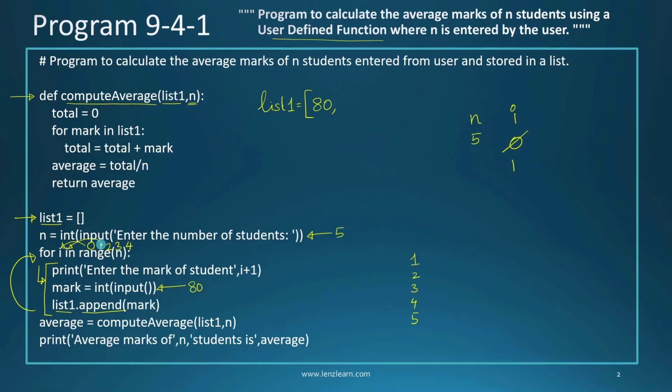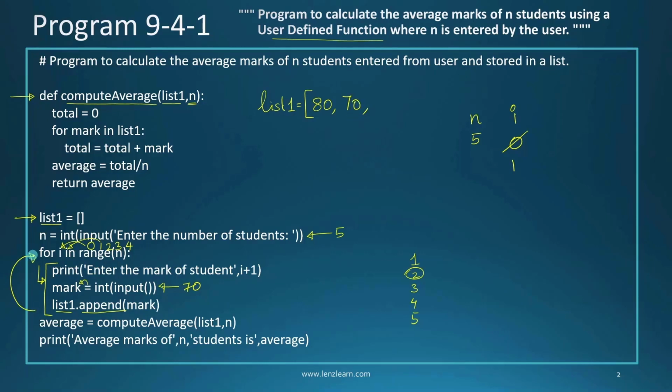Now you see when the value of I is 1, we are taking the input for our second student. So this print statement will print enter the mark of student I plus 1, so 2 will be printed, which is logical to us. Now I will enter the marks belonging to my second student. For example, if I enter 70, it will be stored into variable mark, and then I will append 70 to the existing list 1. So the next value available inside the list will be 70.